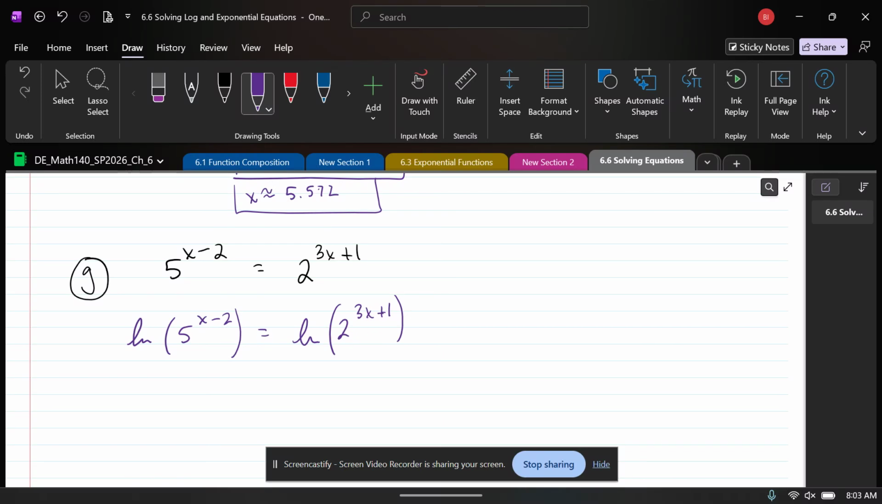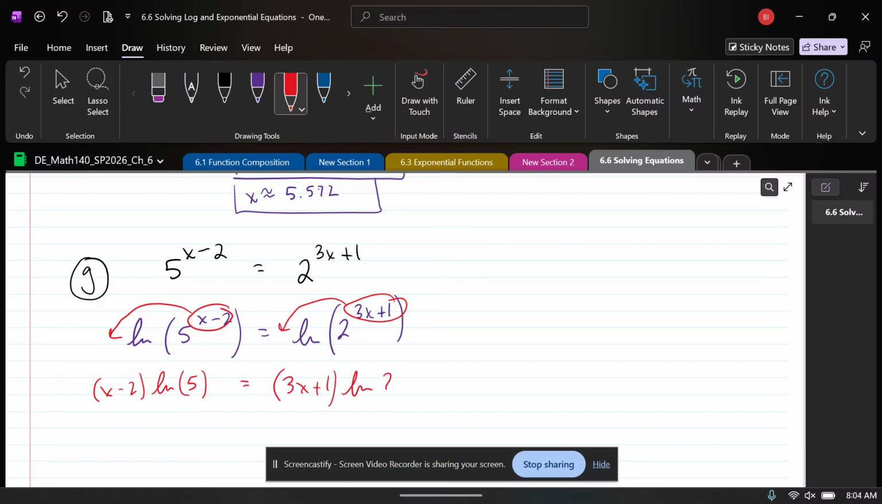What that's going to let us do then is use the log property to bring that exponent down to the front of each of those. Okay, so that's going to be x minus 2 times the natural log of 5. This is going to be 3x plus 1 times the natural log of 2. Okay. So we're using that power property of logarithms to bring that down.